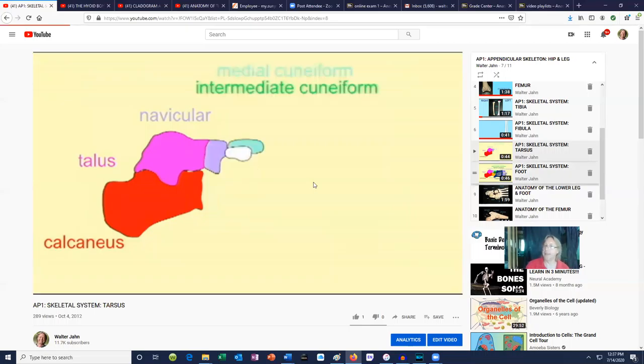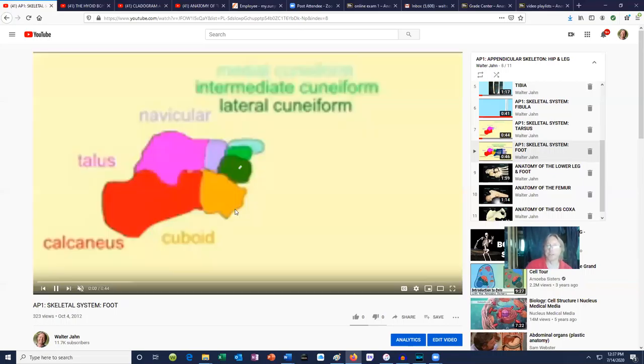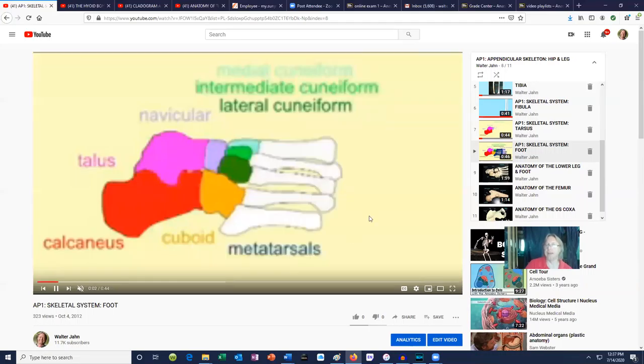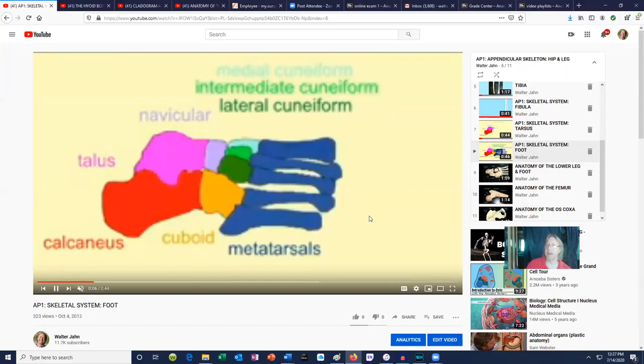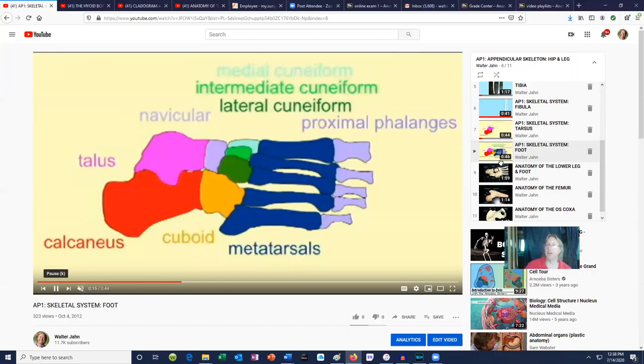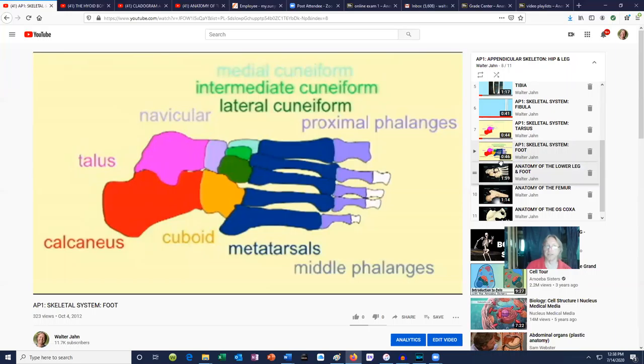And then our foot also includes the metatarsals, which articulate with the tarsal bones, just as the metacarpals of the hand articulate with the carpal bones of the hand. And then there are phalanges in the foot, just as there are phalanges in the hand. Once again, there are 14 of them. And so this was just a quick overview. Obviously, I have more videos on joints and articulations for those who are studying the skeletal system in greater detail.